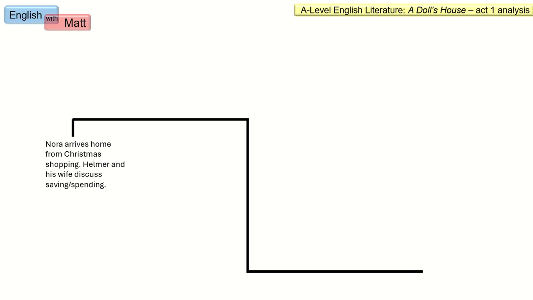So the play begins with Nora arriving home from Christmas shopping, and Helmer is in his study working. When he comes out of that study, because he's perhaps concerned about how much she has spent, they discuss saving and spending, and it materializes that he's a saver and she's a spender.